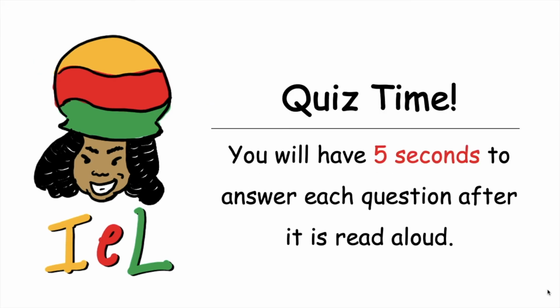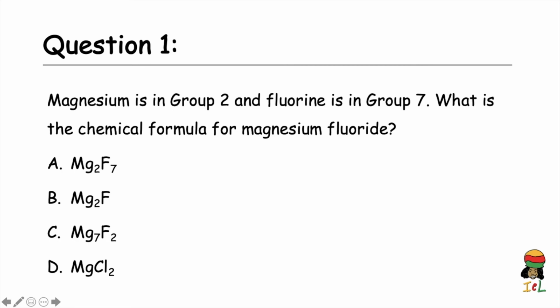It's quiz time. You have 5 seconds to answer each question after it is read aloud. Question 1. Magnesium is in group 2 and fluorine is in group 7. What is a chemical formula for magnesium fluoride? A. Mg2F7, B. Mg2F, C. Mg7F2, D. MgCl2. The answer is D. MgCl2.